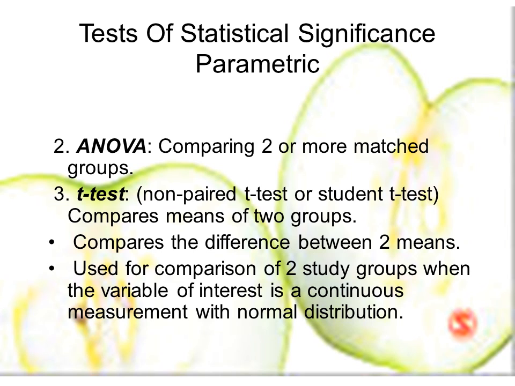So parametric testing, we have the ANOVA, and basically what it's going to be looking at is two or more matched groups, two or more matched groups with lots of similarities. Another area is a t-test, which can also be called a non-paired t-test or a student t-test, and it looks at the mean of two different groups. It compares the difference between the two means.